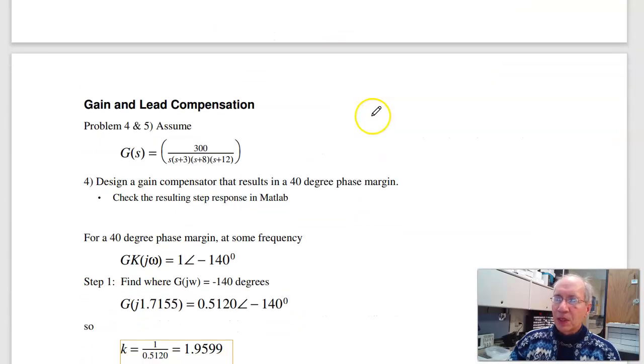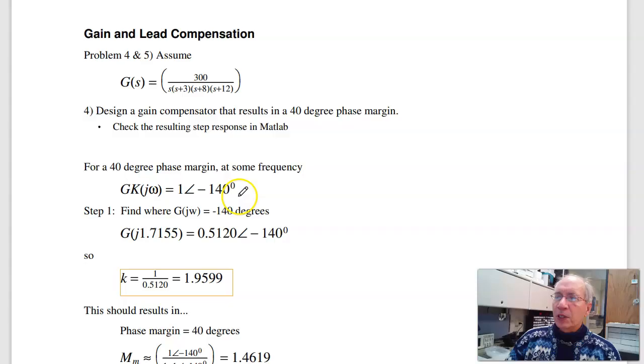That's the idea. So I want to design for a 40-degree phase margin. So that's actually pretty easy. I just search at what frequency is the phase shift 40 degrees away from 180, meaning minus 140 degrees. That frequency is 1.71 radians per second. Found using numerical methods. Just guess, guess again, guess again. At that frequency, the gain is 0.5. I want the gain to be 1, so K is 1.95. Same thing we did in root locus. At your design point, make the gain 1. Here, the design point is at what frequency is the phase minus 140.